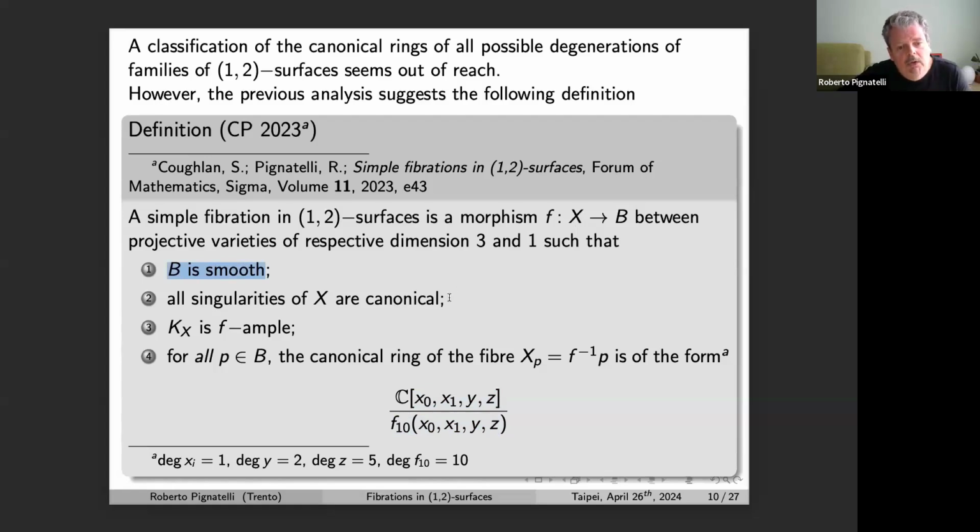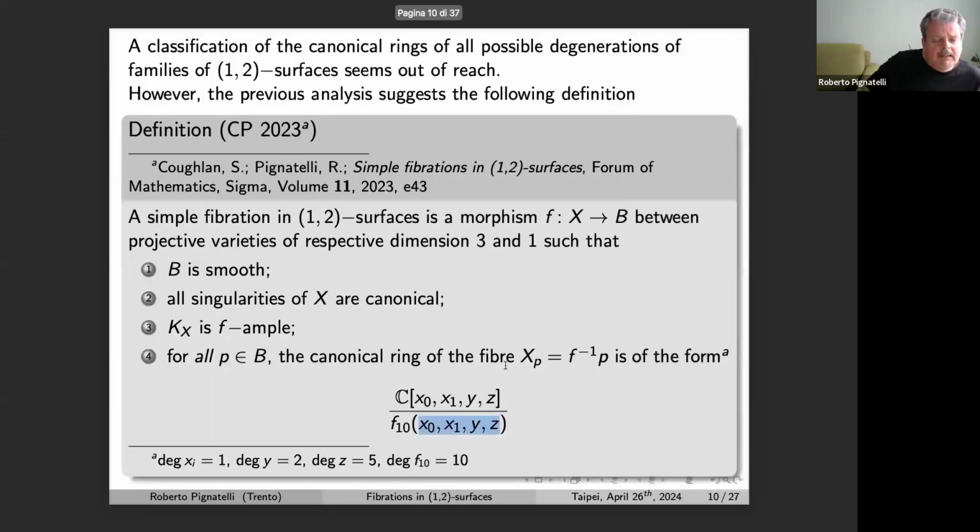Now, I'm going to ask the singularities of X to be at worst canonical singularities. I don't need to ask the canonical divisor to be ample, but at least relatively ample, which is the natural definition. And then I ask, and that's the key in the definition, that all fibers have canonical ring of the same form as the smooth 1-2 surface, which means generated by two elements in degree 1, one element in degree 2, one element in degree 5, and one single relation in degree 10. This is all that we ask.